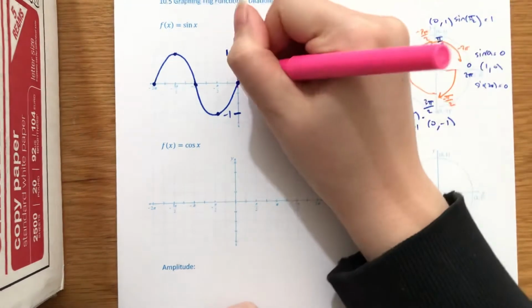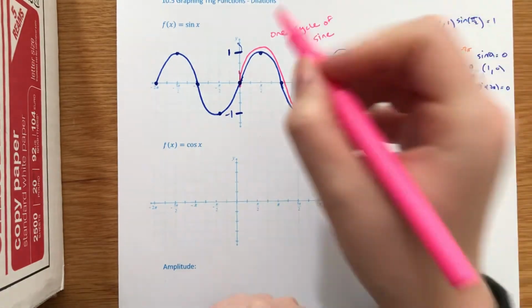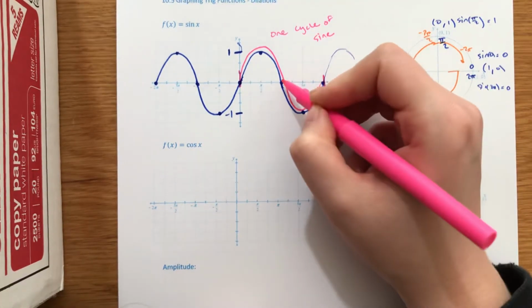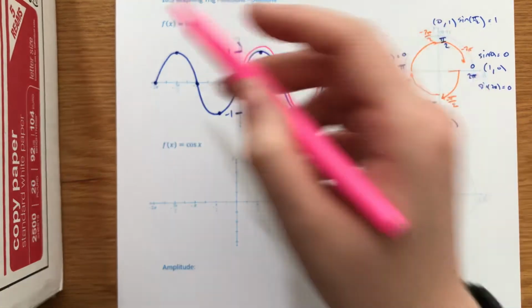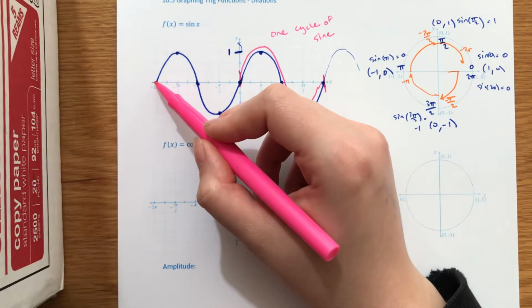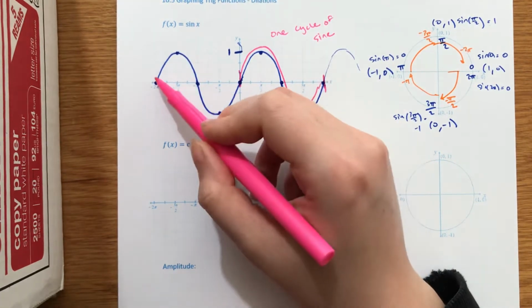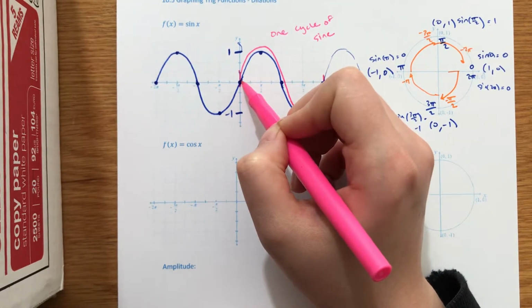And so from here to here is one cycle, and that's just because it does one positive hill, and so I call these hills and valleys. So there's one hill and one valley. And so this would be another cycle of sine, one hill, one valley. So as long as there's one hill and one valley, that's one cycle of sine.